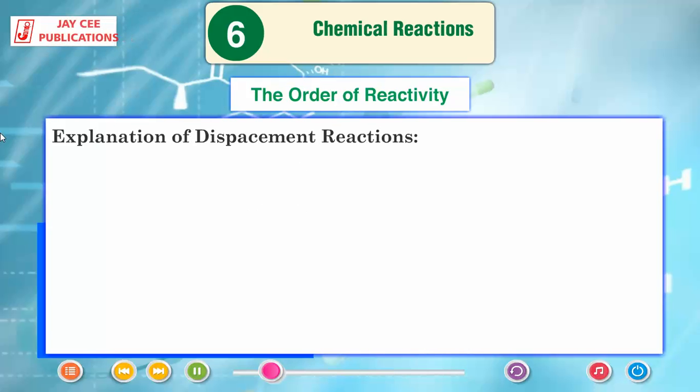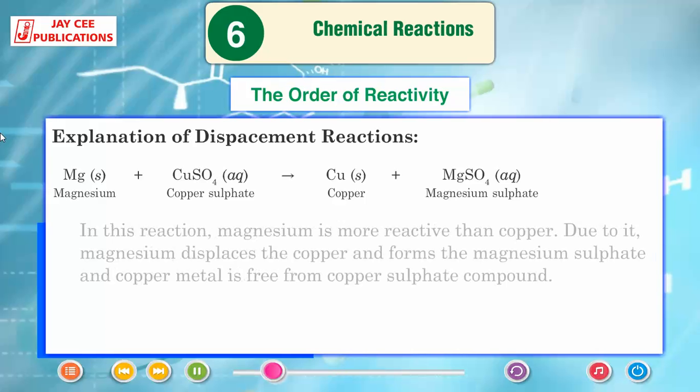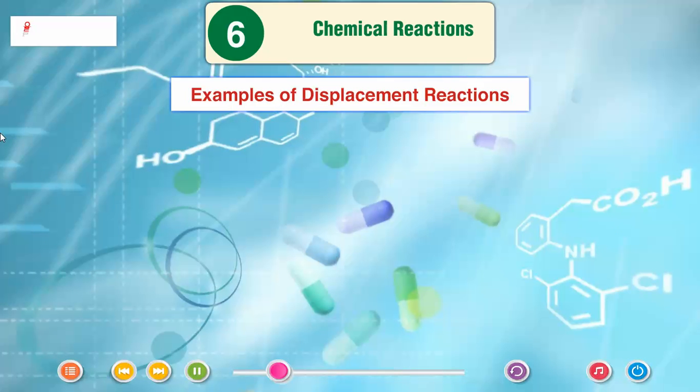Explanation of displacement reactions. In this reaction, magnesium is more reactive than copper. Due to this, magnesium displaces the copper and forms magnesium sulfate, and copper metal is freed from the copper sulfate compound.